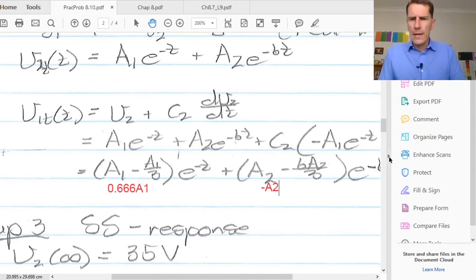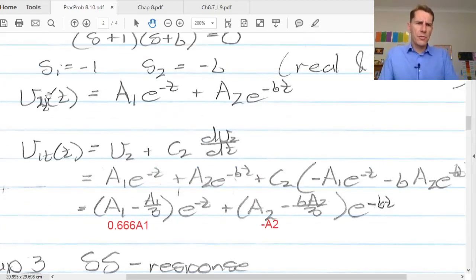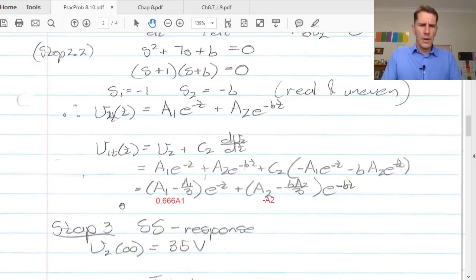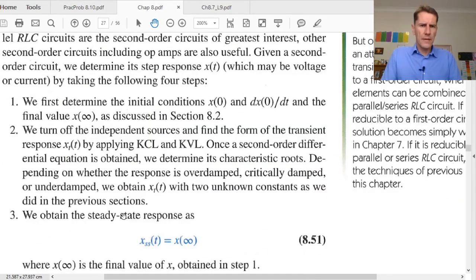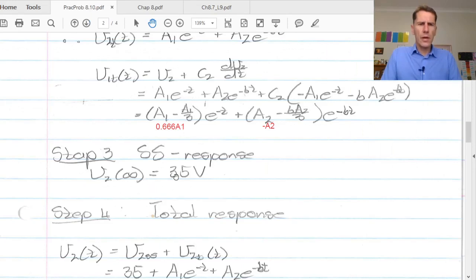Okay, so for now we've got an expression for V2, and we've got an expression for V1. In both cases, it's only A1 and A2 that need to be solved, so only two unknowns. Now the steady state response, that's textbook step number 3. Let's go back to the textbook. So obtain the steady state response. What is XS? X at time infinity. We already know that for V2 infinity, it's 35 volts. We determined that on the previous page.